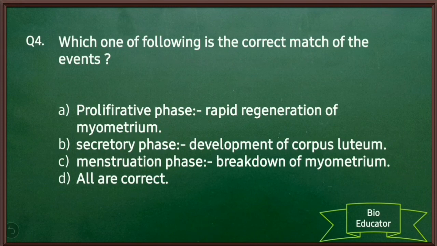Question number 4. Which one of the following is the correct match of events? Here B is the correct match. In the secretory phase, development of the corpus luteum takes place.